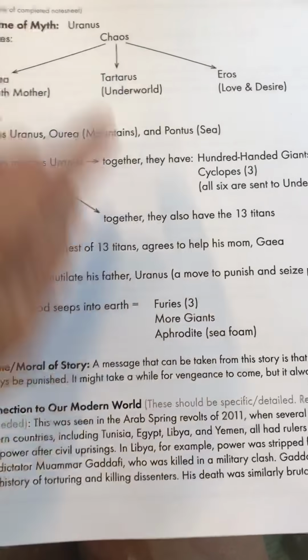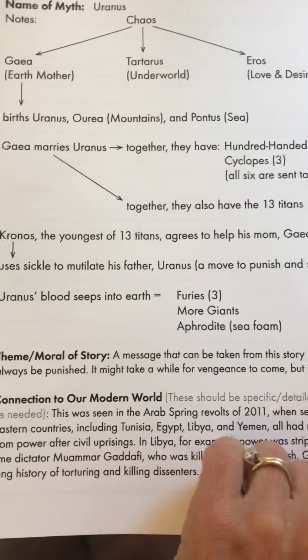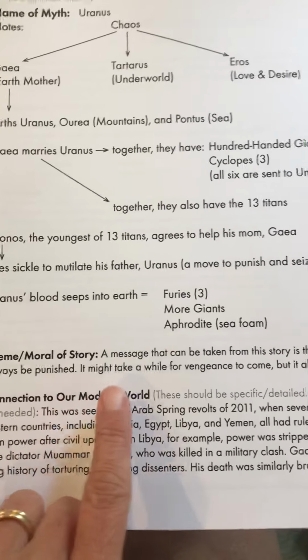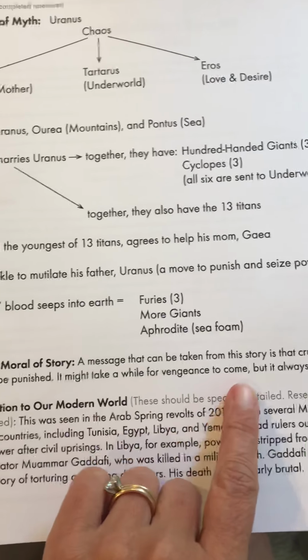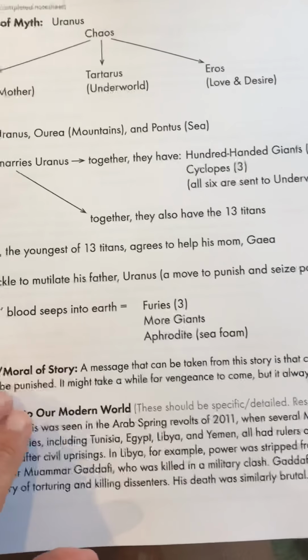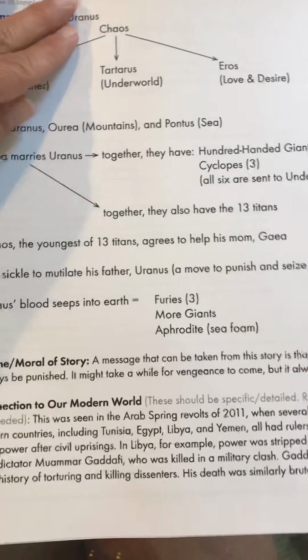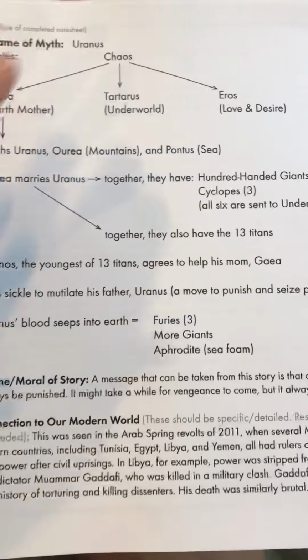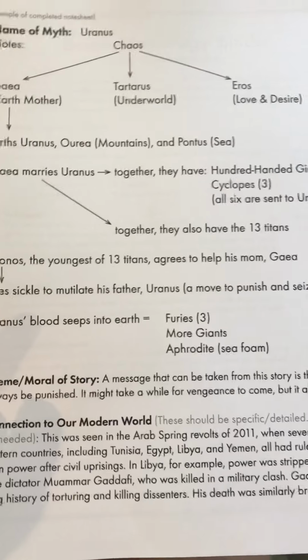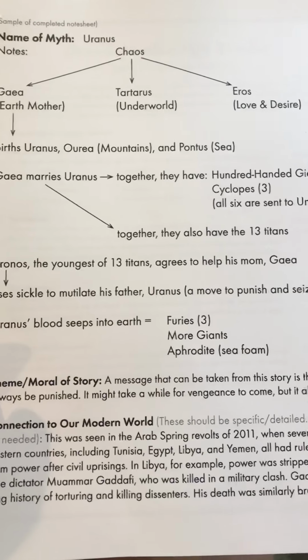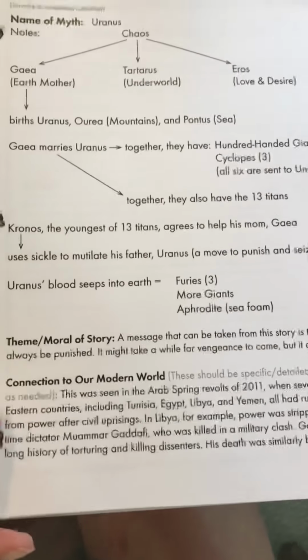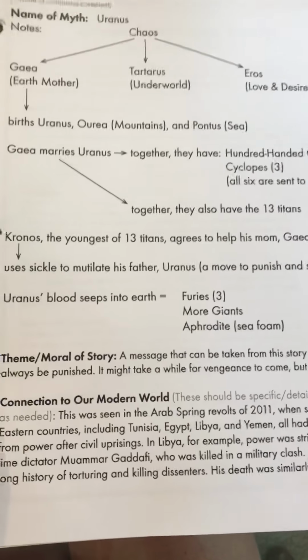So if we're looking at Uranus, the message that can be taken is that cruelty will always be punished, and it might take a while for vengeance to come, but it will. This is a sample moral or theme for Uranus. You may have a different takeaway theme. That's just fine. Now here is a neat part. I really like this part, but it can be kind of tricky.